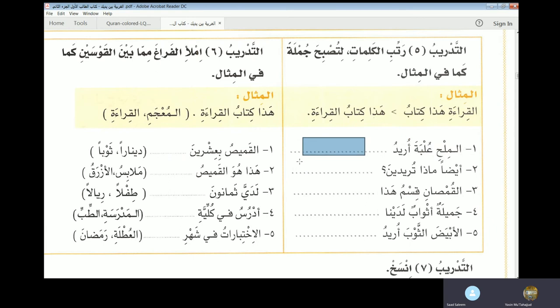Uridu ulbat al-milhi. Milhi. Madha turidu aydan? Madha turidina aydan? Oh, yes, turidina aydan. Meaning? I want some. What is the meaning of this question? Madha turidu aydan is, I want some also. Madha turidina? Madha means what? What do you want? What do you want? And this question is for female only. Okay. What do you want, ma'am?